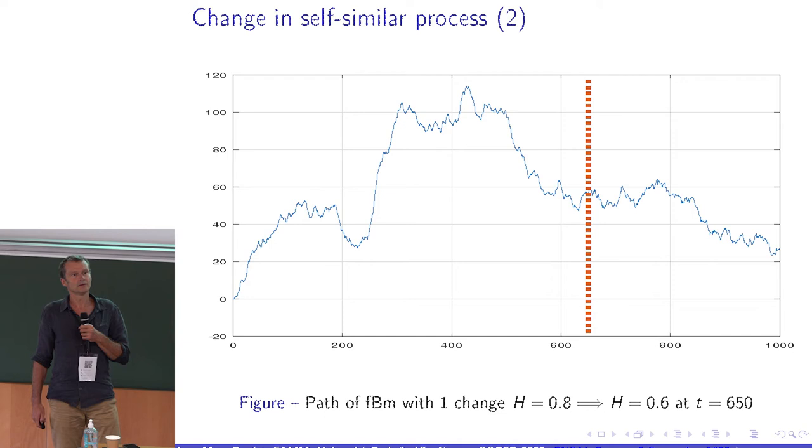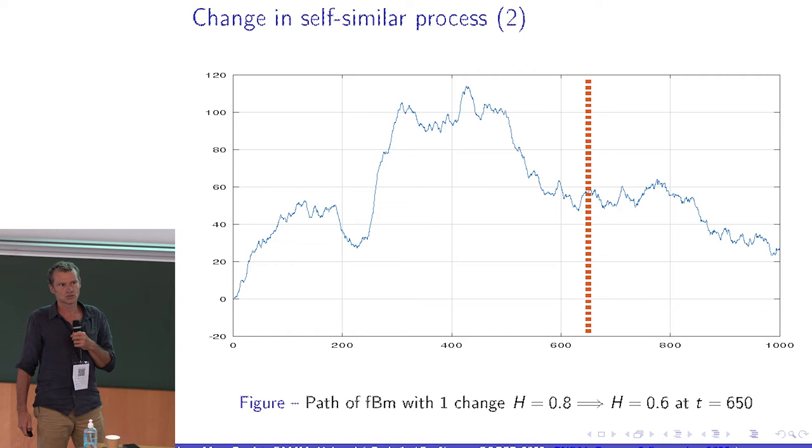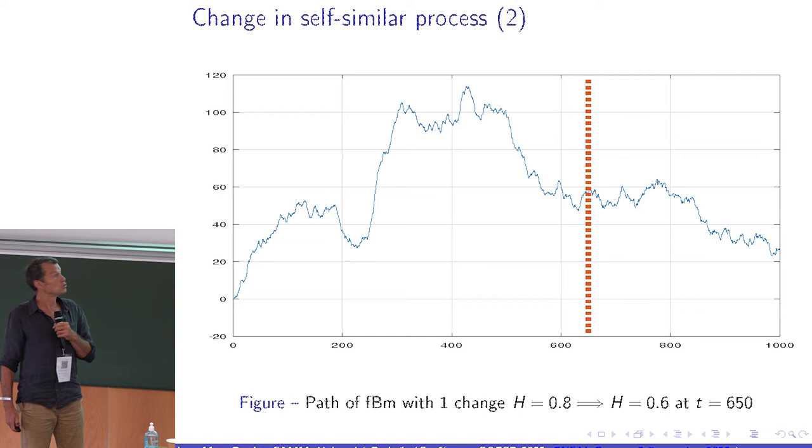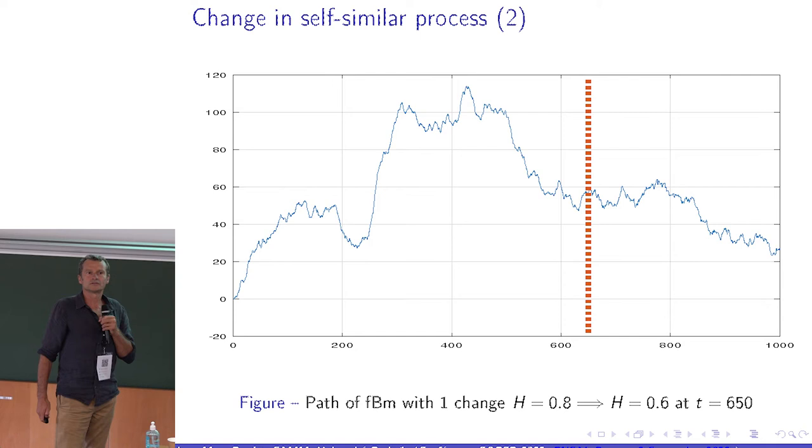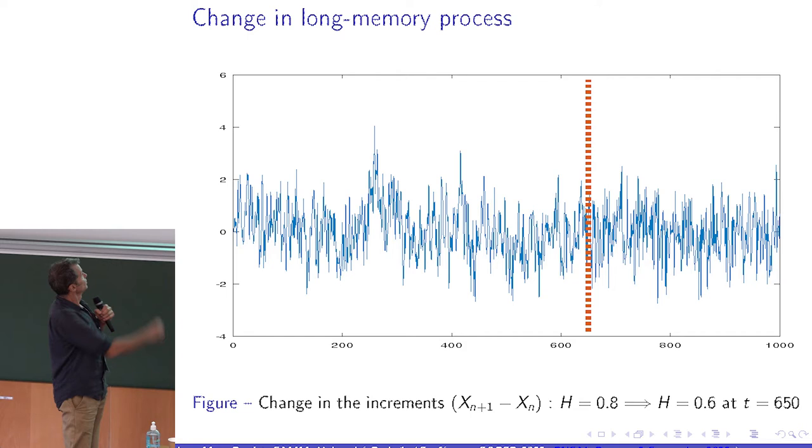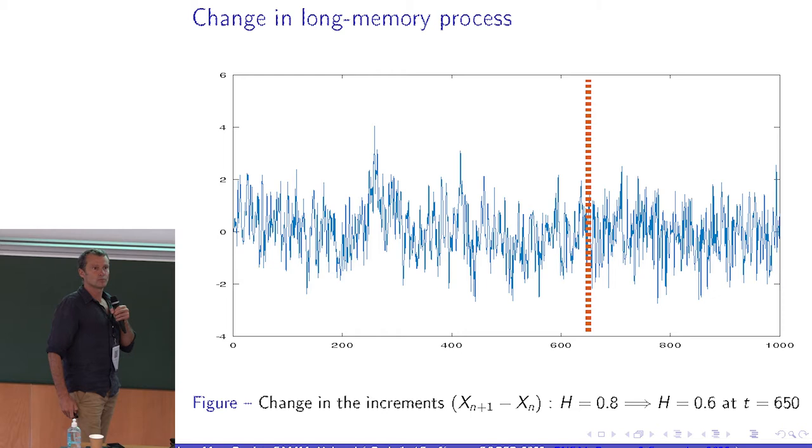But this is not really a big change. The most important thing now is to find how many changes there could be. Here, this is a trajectory where you have some stationary increments. If I consider the increments of such a trajectory, I have something like this. The first stage is a long memory process with parameter 0.8, and the other stage with 0.6.